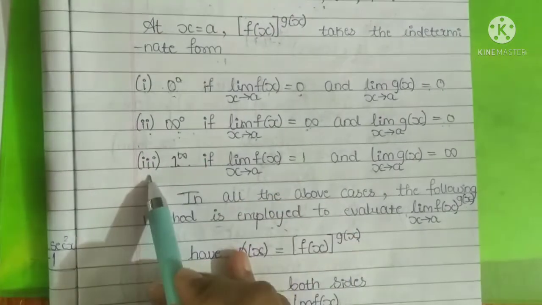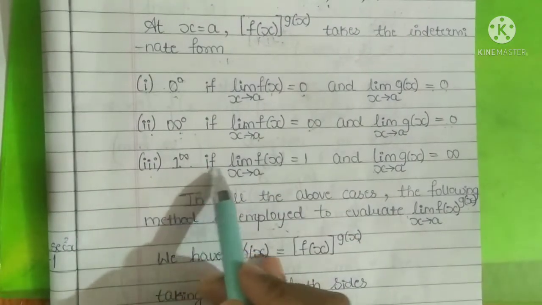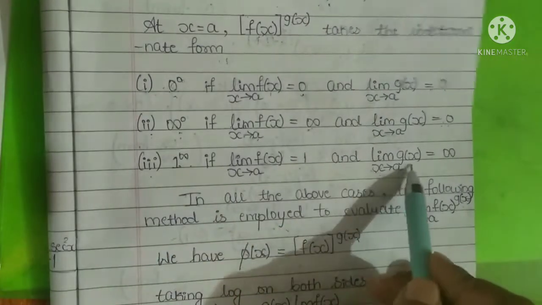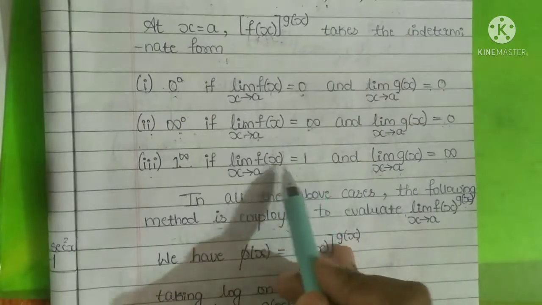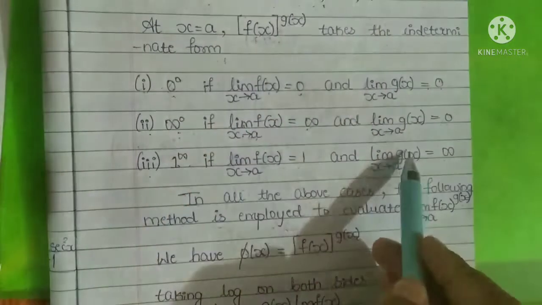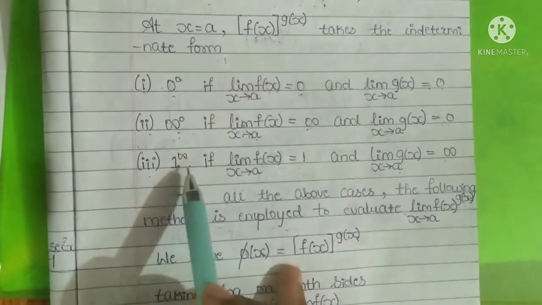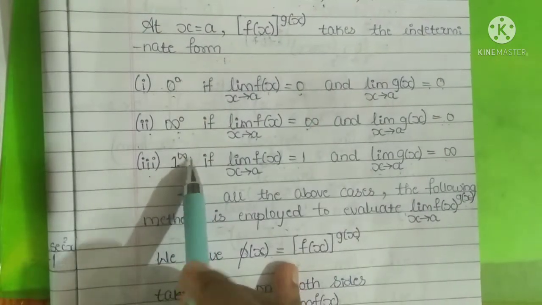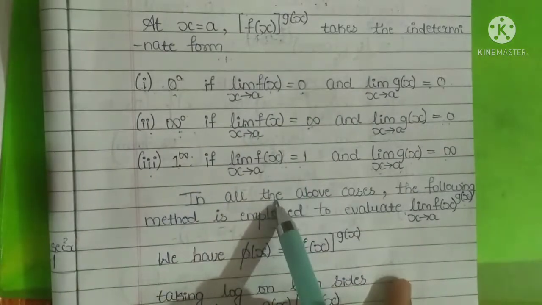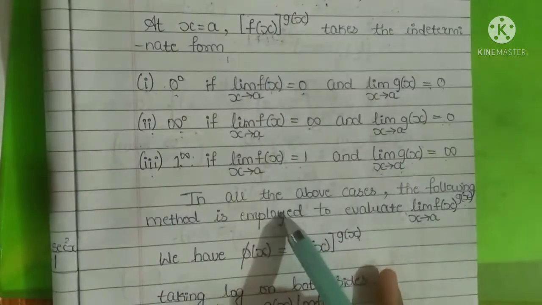Then coming to case 3, here you observe you have limit x tends to a of f of x equals 1 and limit x tends to a of g of x equals infinity. Since the function f of x is 1 after applying the limit, and g of x tends to infinity, I'll get the 1 to the power of infinity case. So observing all the above 3 cases, we can solve. Then we have a method in type 4.